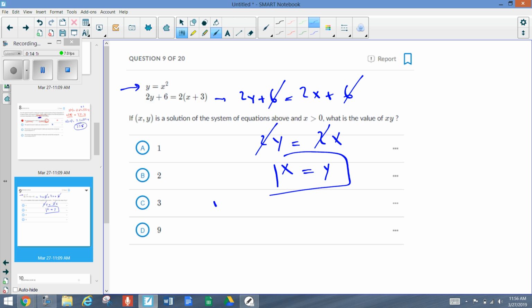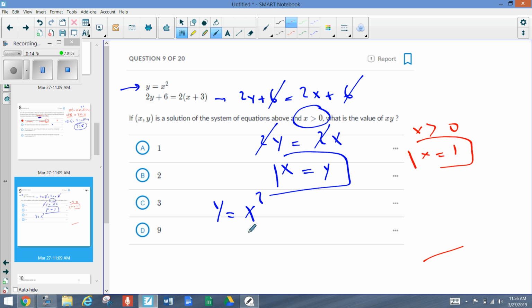Y is equal to x squared. Let's x supposed to equal y. Okay? Let's say x is equal to 0. Is that possible? No. Let's say x is equal to 1. Let's try that. X equals 1. 1 squared is equal to 1. So x equals 1, y equals 1. So that's right. Because x and y are supposed to equal 1.